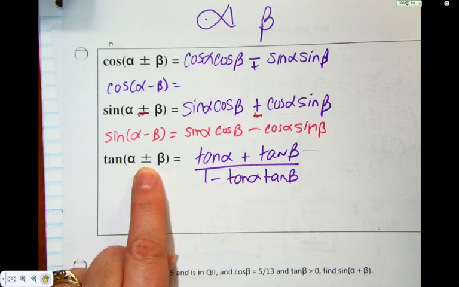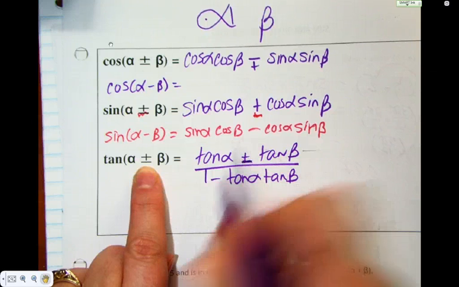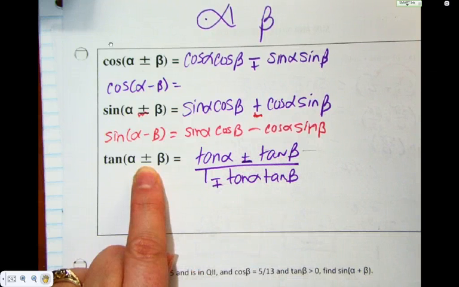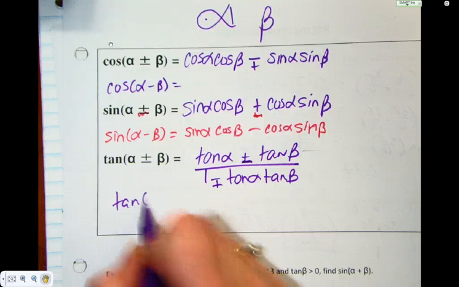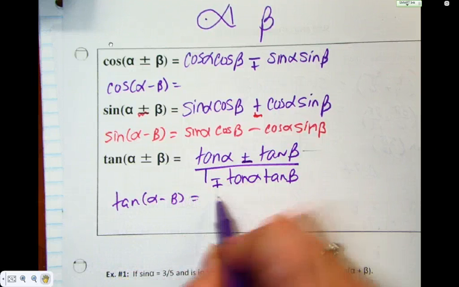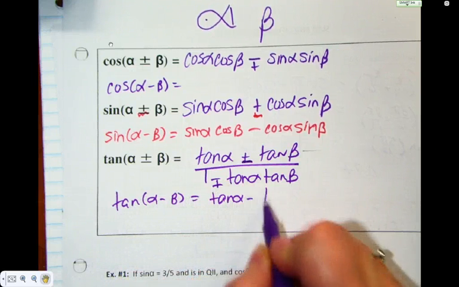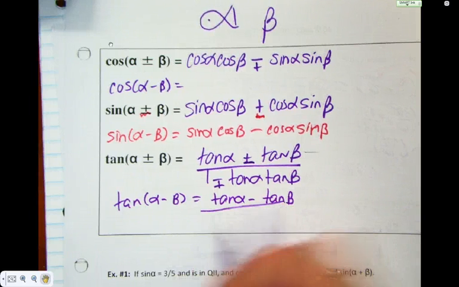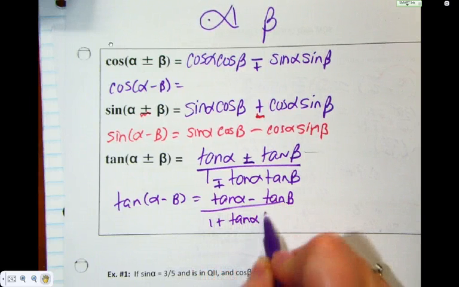If it's a minus on the left, this turns into a minus and this turns into a plus. And again, if your brain's like, what is she doing? Just write it under here. This would become tan of alpha minus tan of beta over 1 plus tan alpha tan beta.